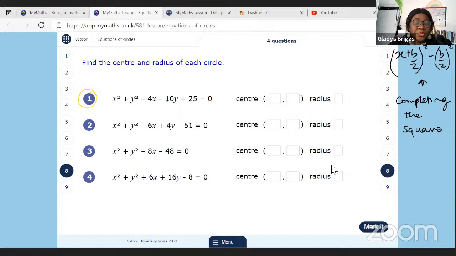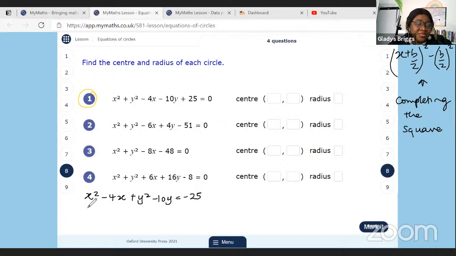So the first one was x squared minus 4x plus y squared minus 10y is equal to negative 25. Let's put that away for now, so we don't find it confusing. Okay, doing question 1 now.